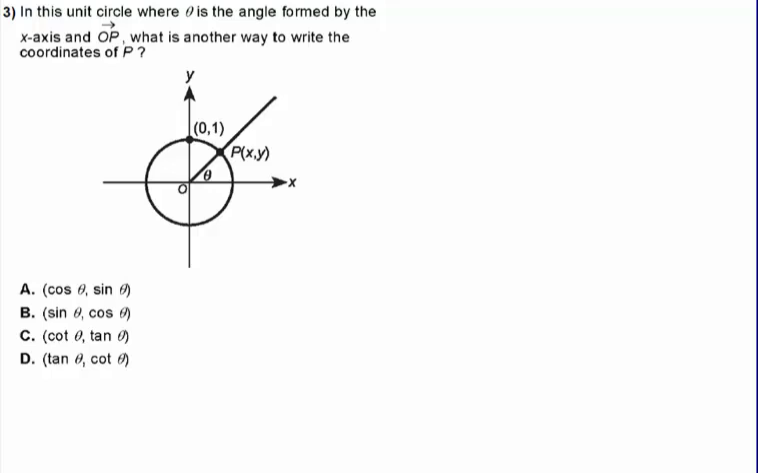All right, so with this one, just memorize that cosine is x and sine is y. We'll discuss this more in class.